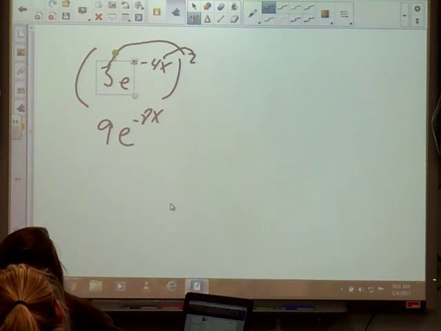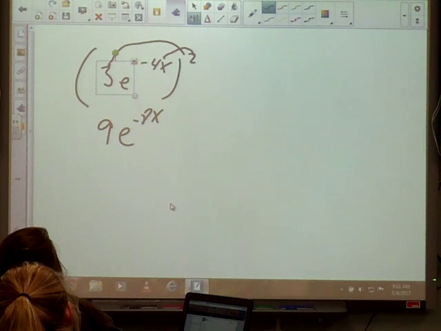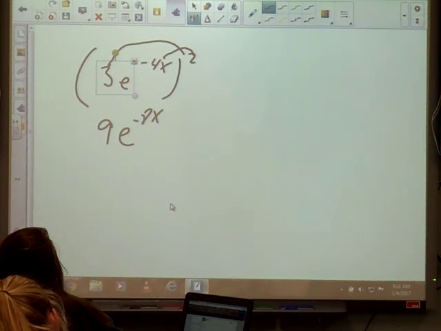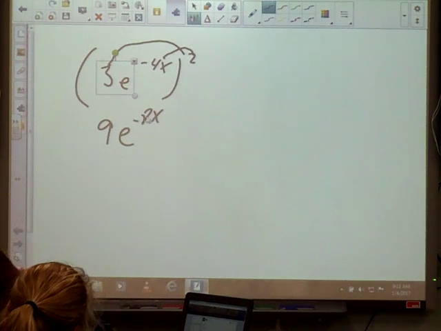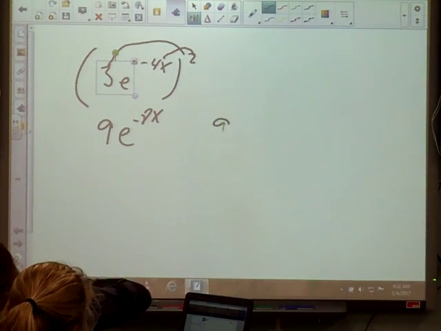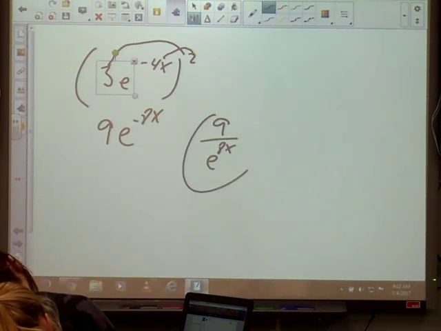Now we've got a negative power. When we did powers before, we couldn't stop when we had a negative power. What happened when we had a negative power? What did we have to do? Put it on bottom and make it positive. The 9 is not affected by that negative power, is it? So 9 will stay on top, e to the 8x on bottom.